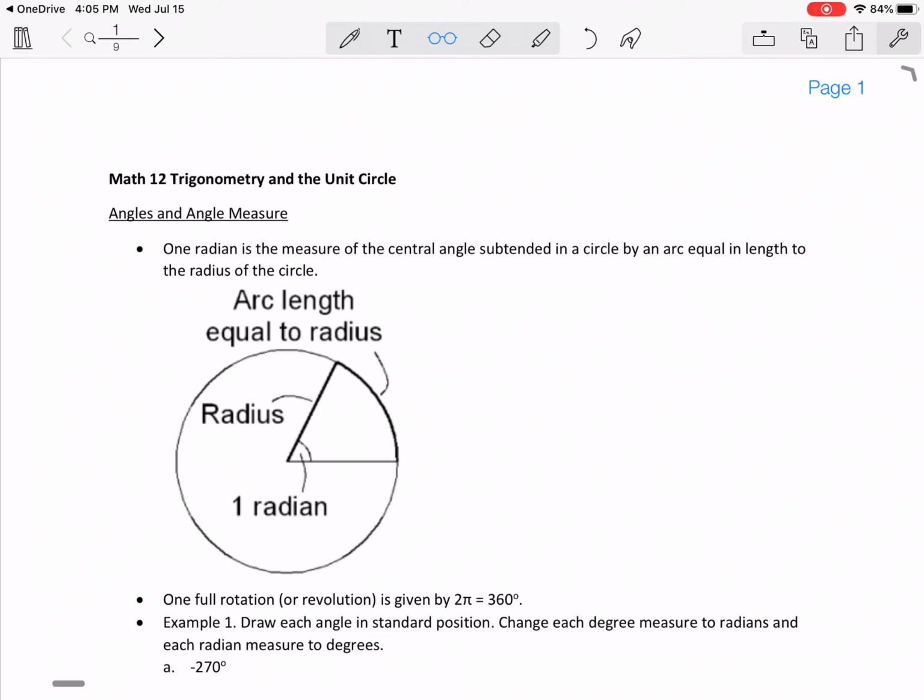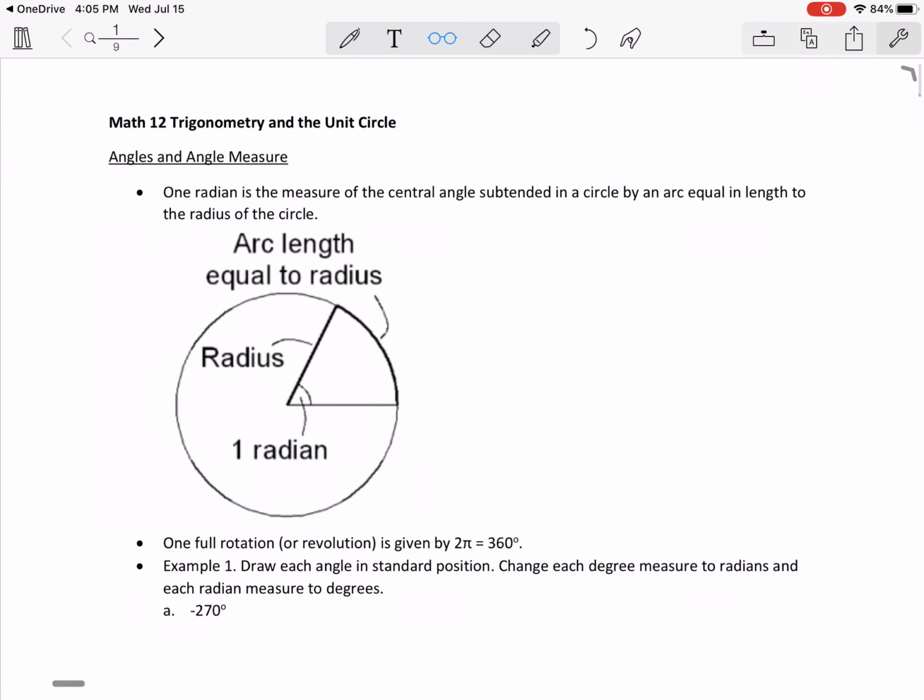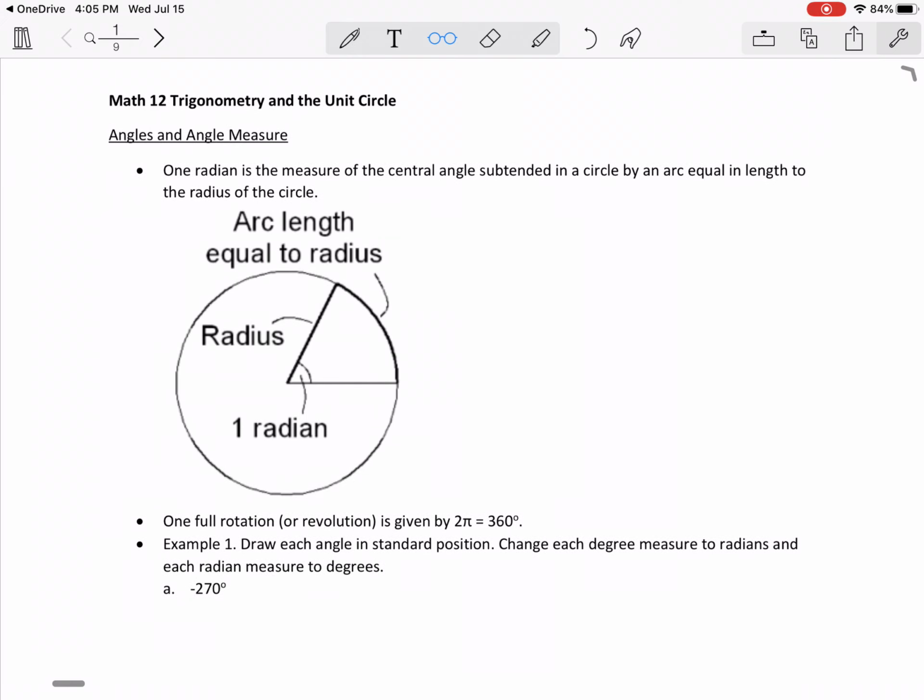Hi, Math 12. So we'll begin our next unit, which is starting to look at trigonometry. So the first unit's on trigonometry and the unit circle. We'll cover angles and angle measure.